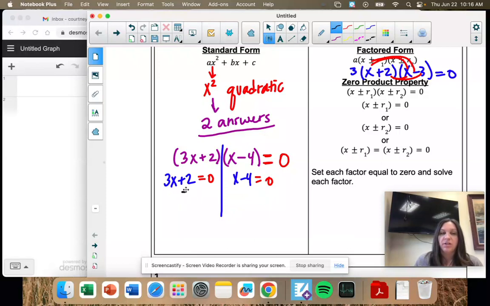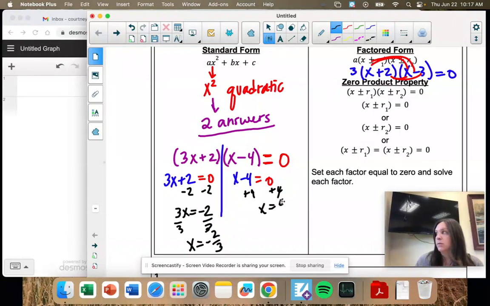So over here, you would minus 2, divide by 3. Over here, you would just add 4. So when you put those in, you'll separate them with a comma. So negative 2/3, comma, 4. Those would be your 2 answers. And that's how you solve when something's factored.